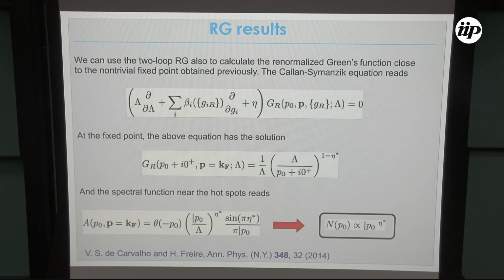We can calculate other things. So using the Schwinger-Dyson equation, we can calculate the renormalized Green's function of the model. And at the fixed point, this equation has this solution here. And from this solution, we can also calculate the spectral function of the model.